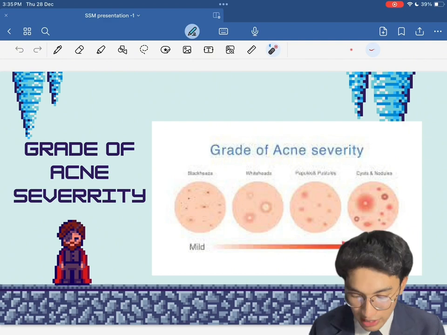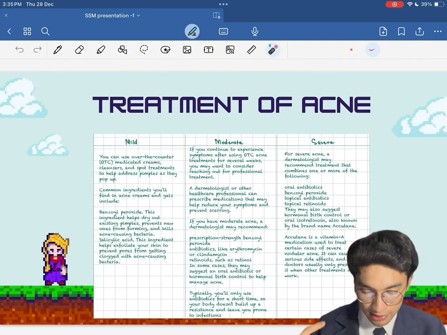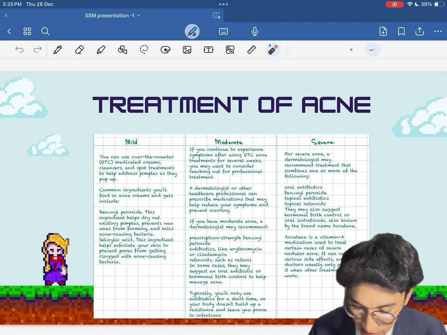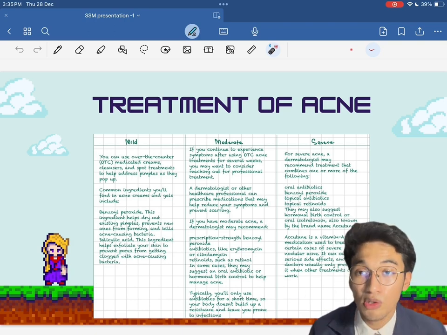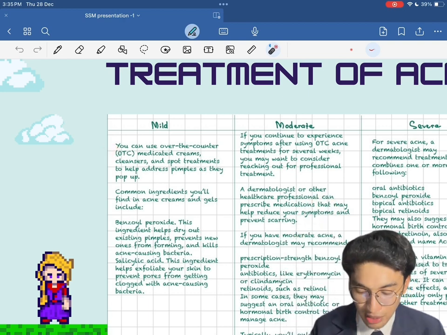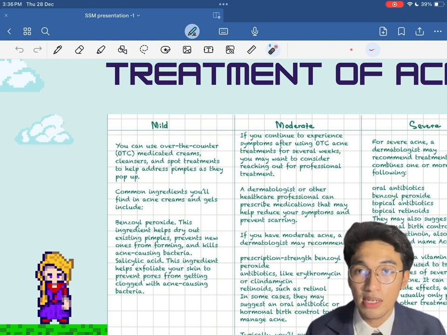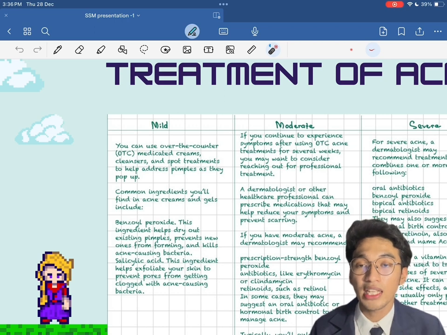So the treatment of acne, we have three parts: mild, moderate, and severe. For mild, you can use over-the-counter medication, which is what we call OTC. It's medication cream, cleanser, and spot treatment to help address pimples as they pop up. As you know, in our country, we have pharmacies like Watsons and Guardian. You can buy any type of skincare.